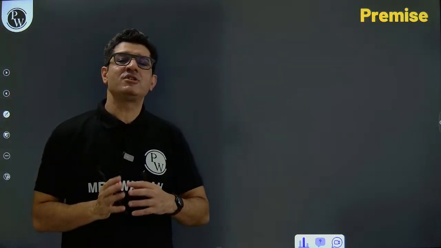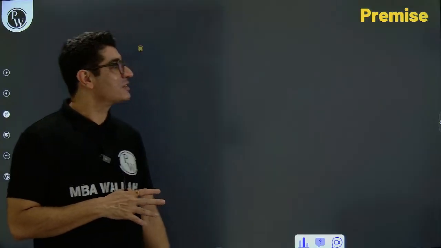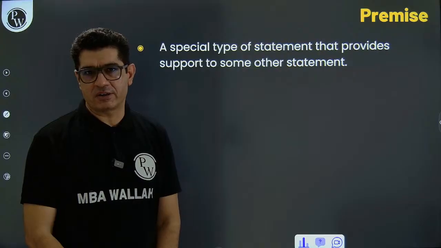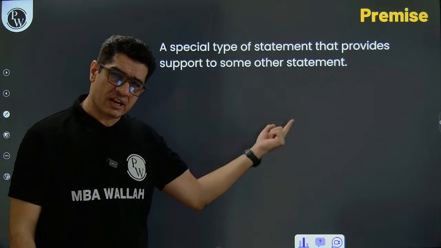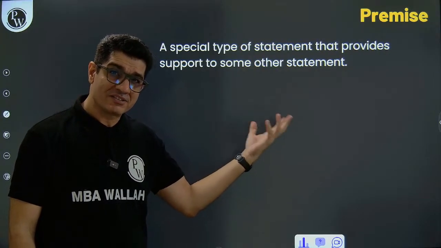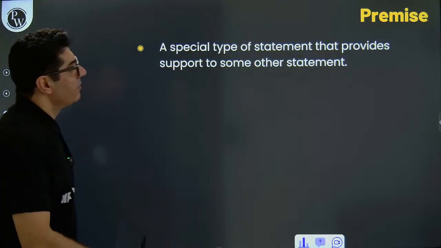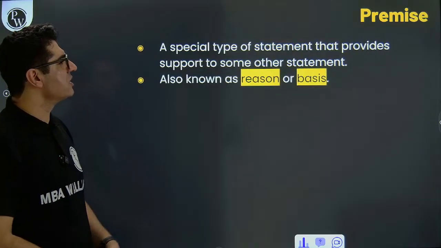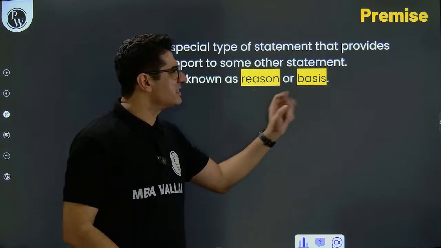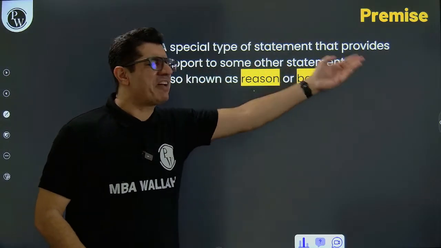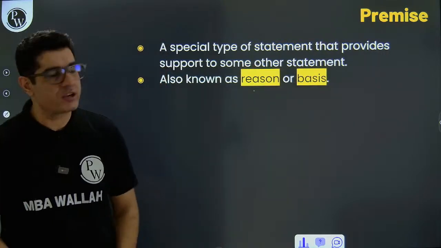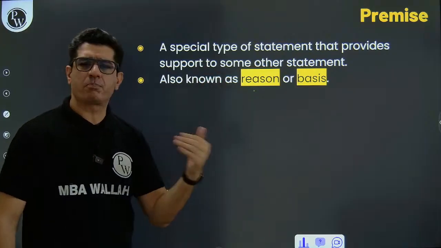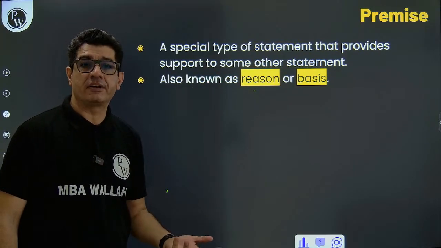Premise is the counterpart of your conclusion. So it's a special type of statement that provides support to some other statement. So in the previous instances, statement 1 and statement 2, both of those were premises. Now, in our everyday life, we don't really use the word premise. The word that we typically use is reason, basis, justification, evidence. Those are the kind of words that we actually go on to use. But here, we are defining it in a very simple way. If a statement provides support to some other statement, we will call it a premise.